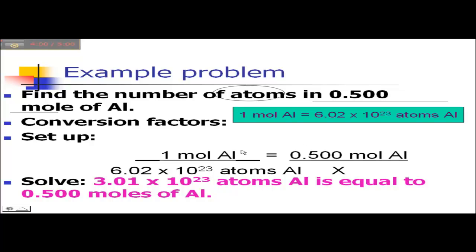So to solve a proportion, remember that you cross multiply. So 1 times x equals 6.02 times 10 to the 23rd times 0.5. And be careful how you put this in your calculator. Make sure you're using the exponent key. It's labeled EE on your calculator. And we'll talk a little bit more about that in class tomorrow.